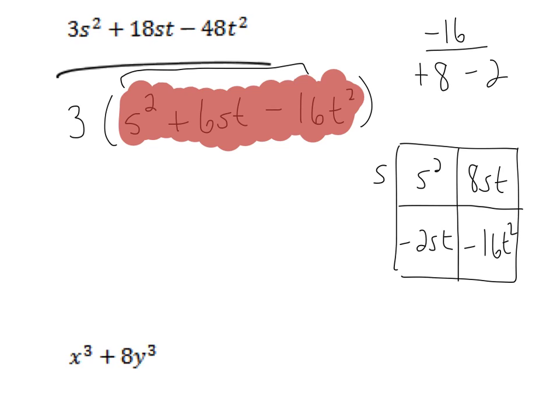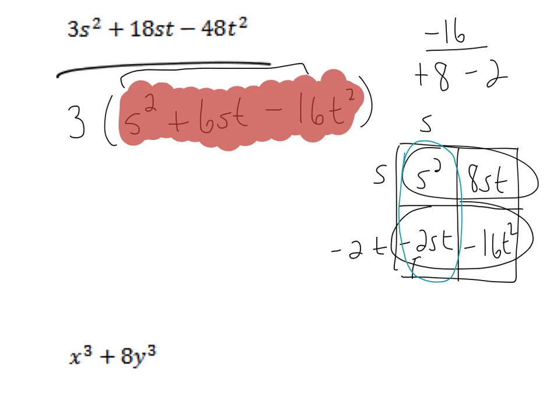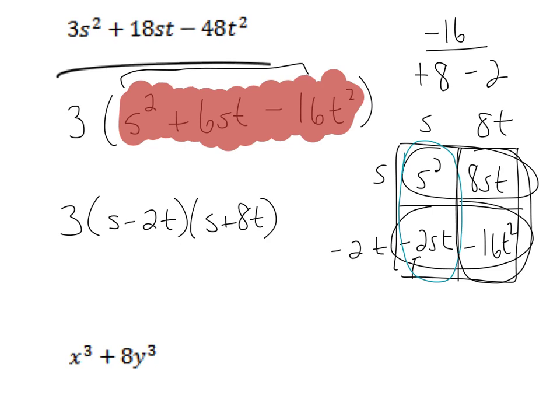So I can take an s out of the first row. The second row I can take a negative 2 out because the first term is negative, so I should always take that negative out. And they also have a t. The first column has an s in common, so I'll take an s out. And the second column has an 8 and a t in common. So my factors are s minus 2t, s plus 8t, with that 3 out in front.